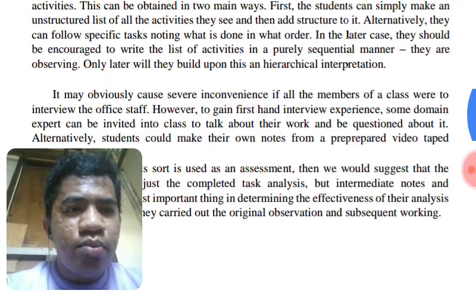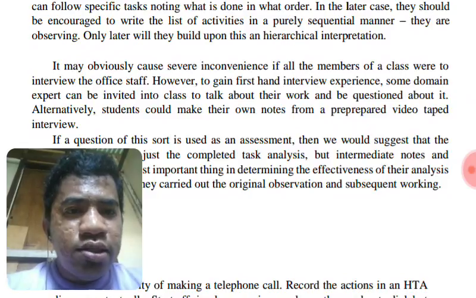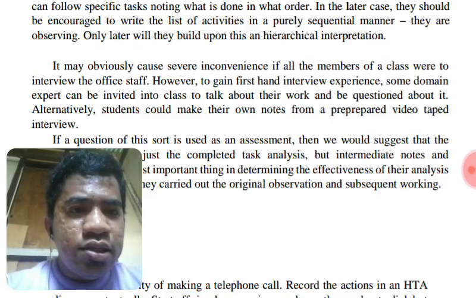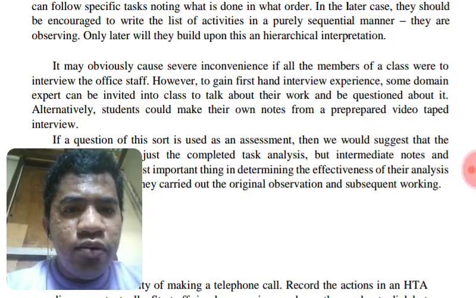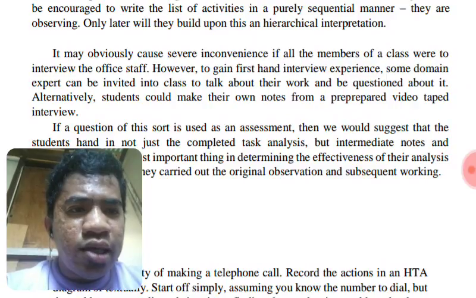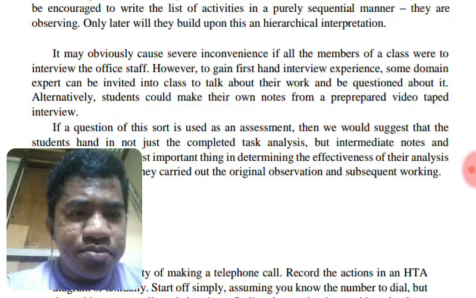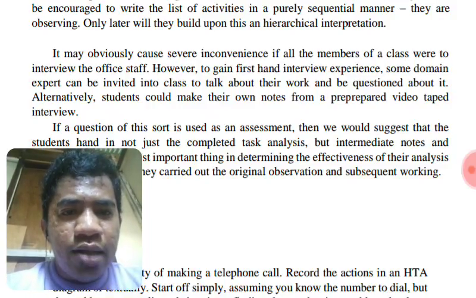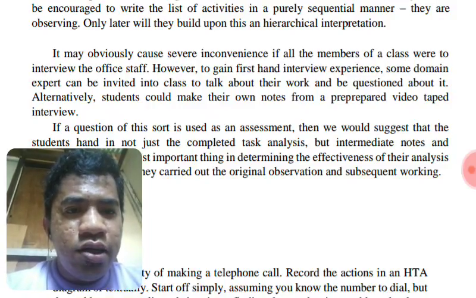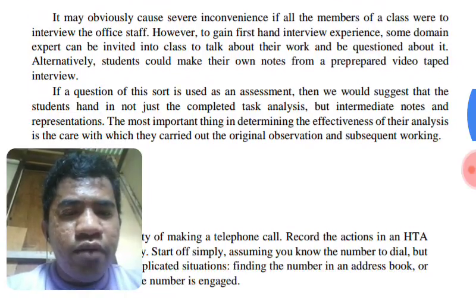Only later will they build upon this a hierarchical interpretation. It may obviously cause several inconveniences if all the members of a class were to interview the office staff. However, to gain first-hand interview experience, some domain expert can be invited into class to talk about their work and be questioned about it. Alternatively, students could make their own notes from a prepared video of an interview.